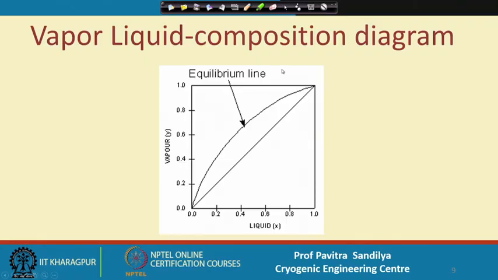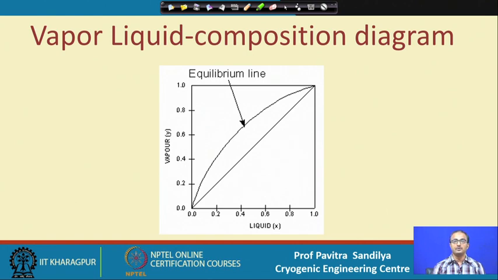Next we come to another representation, and this representation is the vapor liquid composition diagram. Now in this particular diagram, we are defining the composition of the vapor and liquid, and for a binary system we know that the summation of the mole fractions or mass fractions is always unity. So if I give the mole fraction of one component, the other component's mole fraction can easily be found out by subtracting it from 1.